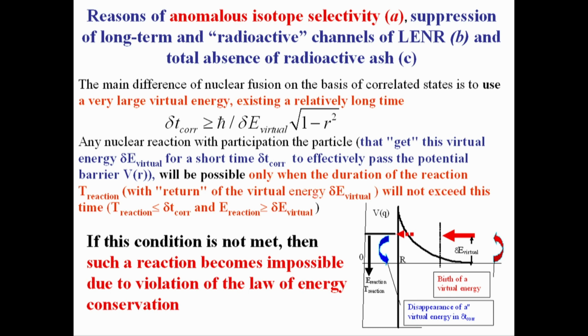And also, the next question, for example: what is the selectivity of nuclear reactions for such a state? Very simple. Let's consider a system that is in such a correlated state.